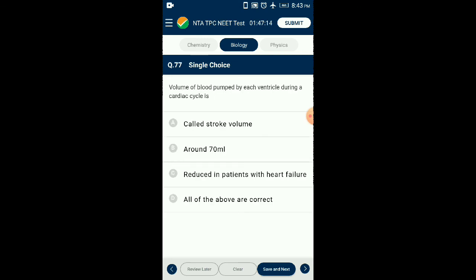Question number 77. Volume of blood pumped by each ventricle during the cardiac cycle is. During a cardiac cycle, each ventricle pumps out approximately 70 ml of blood. This is called the stroke volume. The stroke volume multiplied by the number of beats per minute, that is the heart rate, gives the cardiac output. In one minute, the heart beats 72 times. In a healthy man, the cardiac output is 72 into 70, or 5040 ml per minute, about 5 liters per minute. So the answer for this question is option D. All of the above are correctly given.